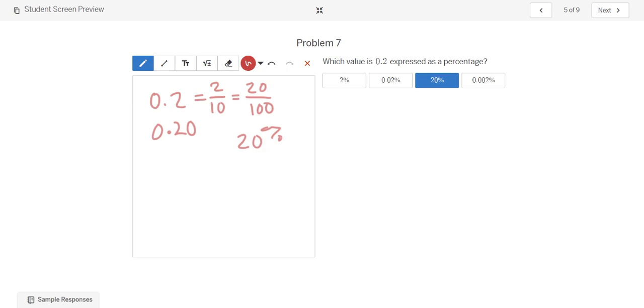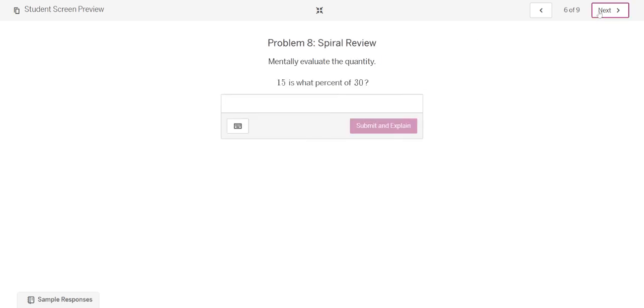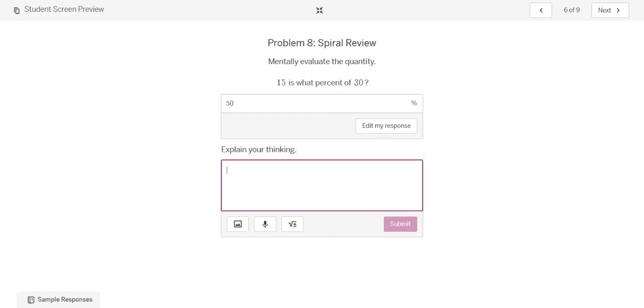And then I get to a review. I need to be able to write what 15 is what percent of 30. I'm hoping that you know that it's half. It's 50%. Submit and explain. I do is over of equals percent over 100. And that's how I work it out.